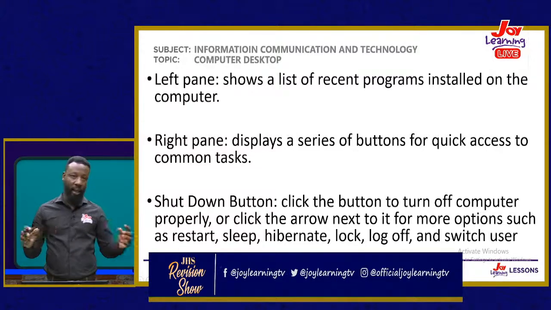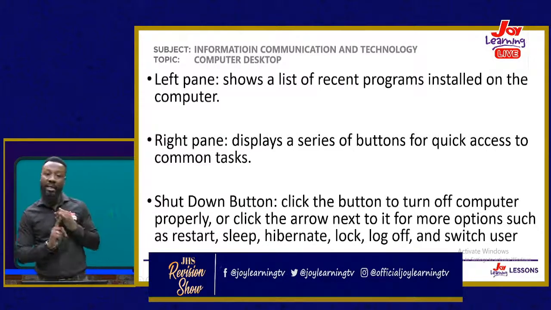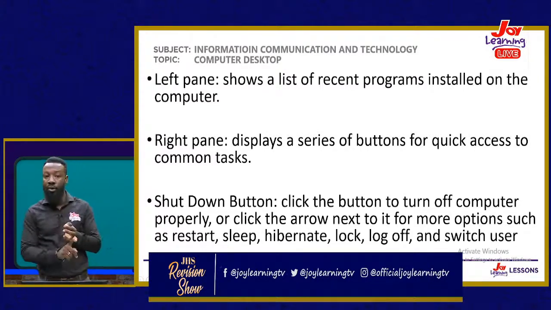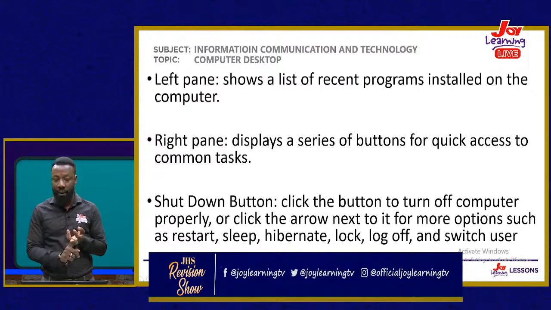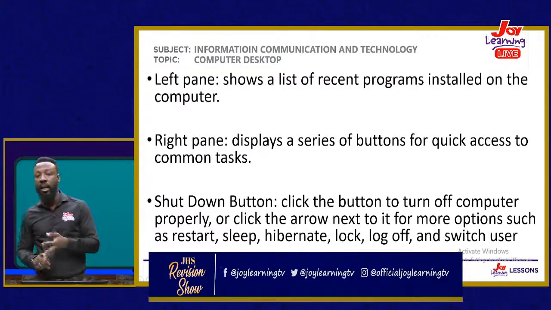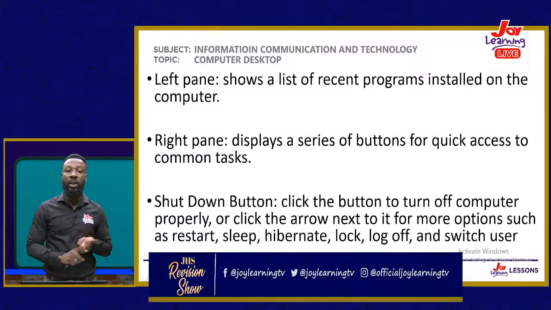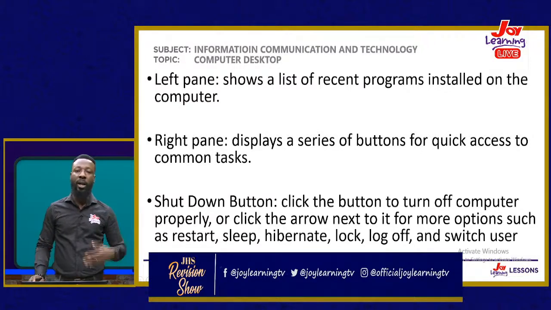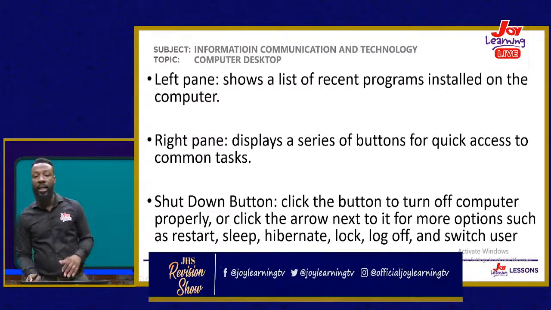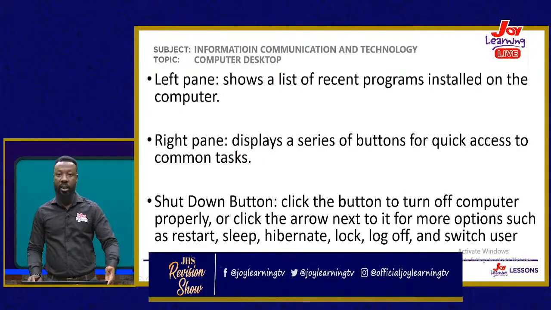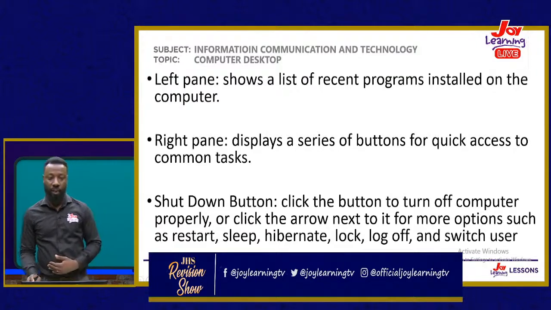Some of the features of the taskbar include the start button and the system tray or notification area. The system tray or notification area has the time, the date, and some programs which are running in the background. Another use of the system tray is that it displays updates or important messages about our computer.